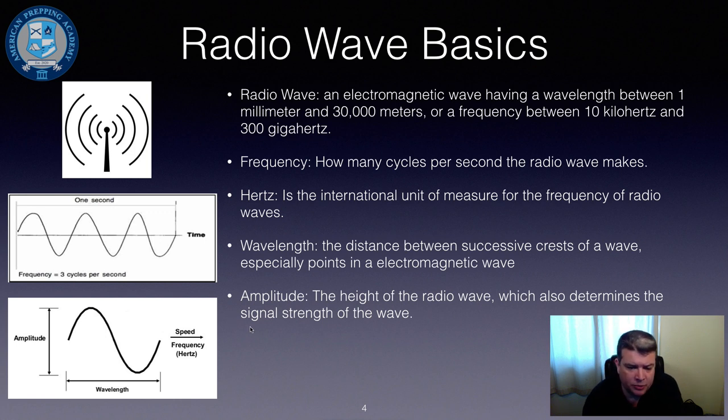Okay, now the amplitude of the radio wave also helps to determine the signal strength of the wave, and that is basically the height of the wave. If you look here on this one, if you measured from the center line to the top of this wave, that would be your amplitude, and it's essentially equivalent to the signal strength. So if this wave's amplitude was up here higher, then it would be a stronger wave.